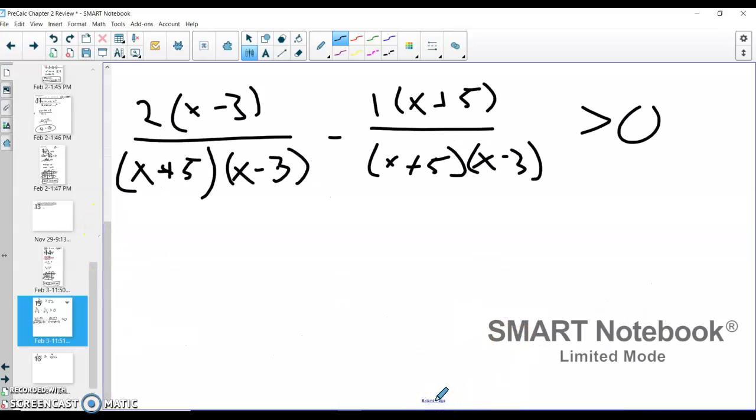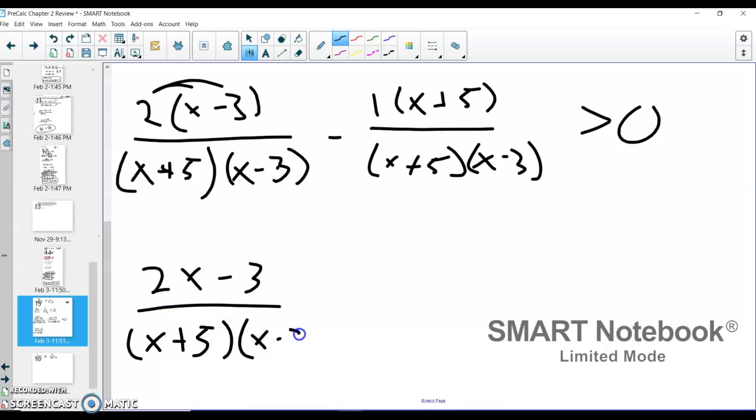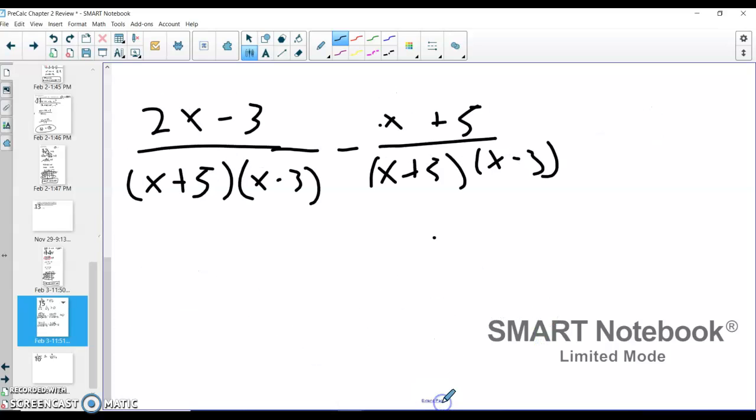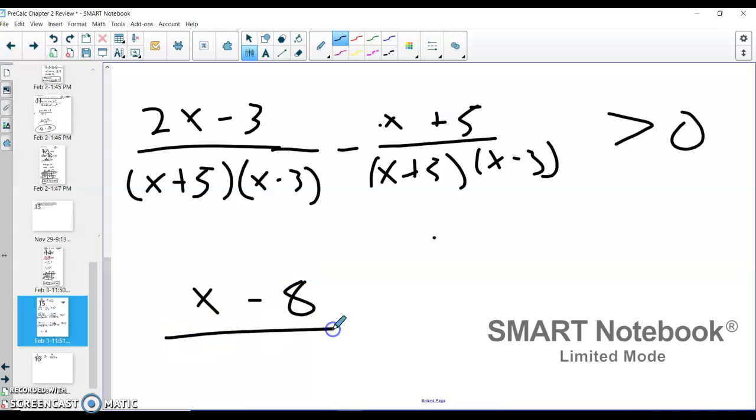Now, to begin simplifying, I'm going to distribute my 2 in here. This is 2x minus 3 over, again, x plus 5, x minus 3. The subtraction here, and then I get x plus 5 over x plus 5, x minus 3. I can now combine these because I have my common denominator. So 2x minus x, and that's a positive x, correct? 2x minus x, that's going to give me x. Negative 3 minus 5, that's going to give me minus 8. So x minus 8 over x plus 5, x minus 3.